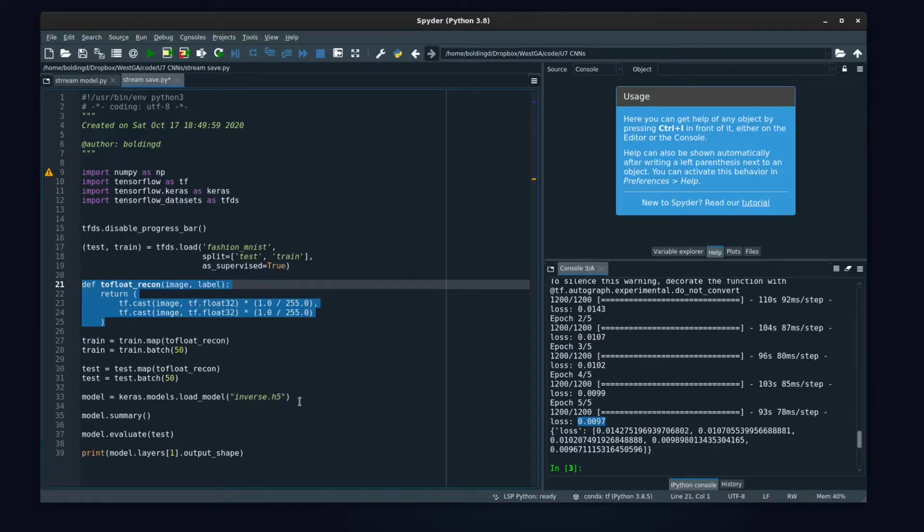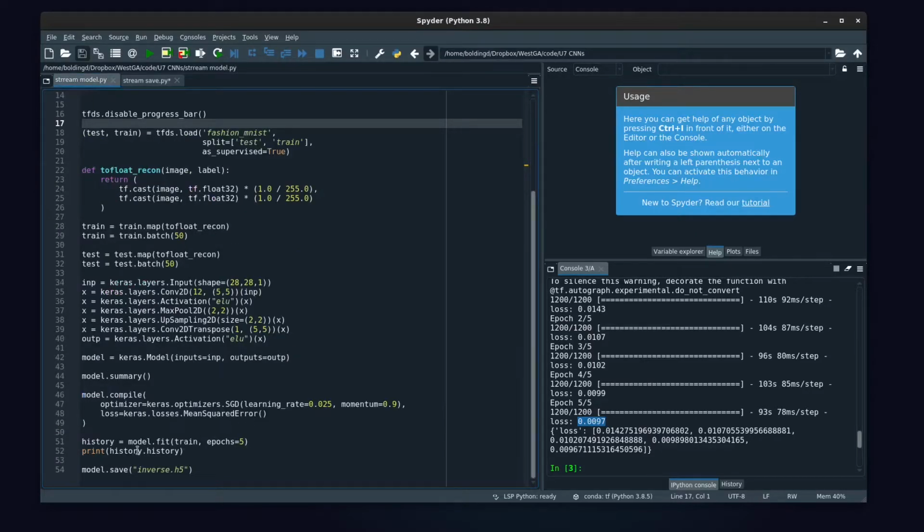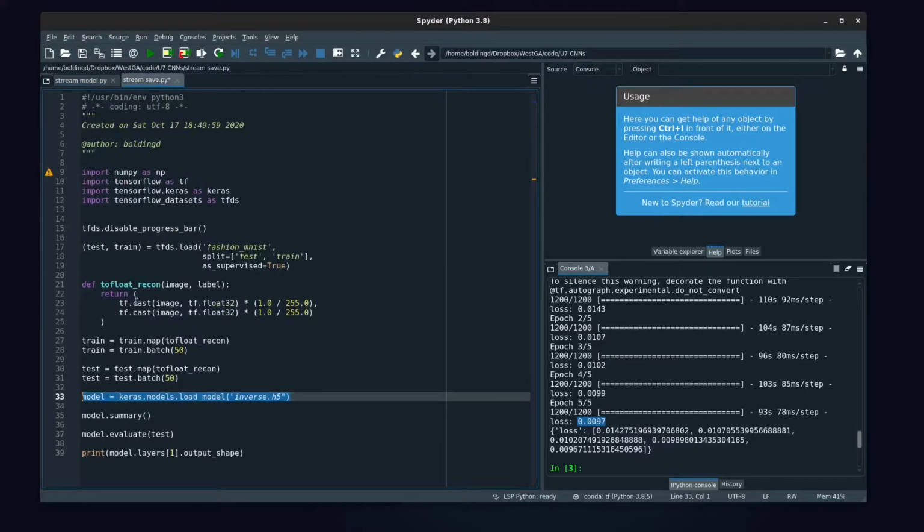And we notice that instead of building the model and training it, I now just keras.models.load the thing that I saved earlier. Here I saved it as inverse.h5, and here I'm loading it as inverse.h5. Because it's using the inverse functions, I'm going to print a summary, and then I will evaluate it on the test set, and I'll print a layer shape just to convince myself that I can.